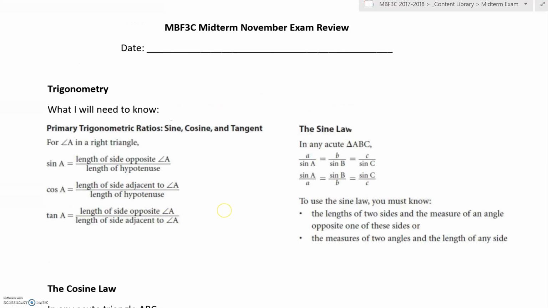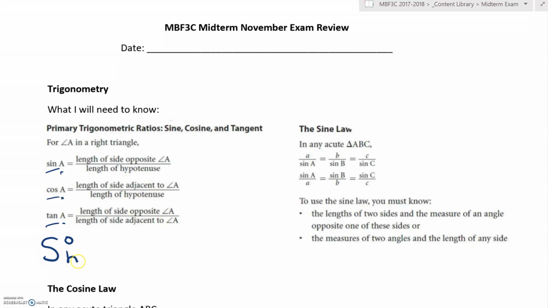Okay, so for your midterm review, I gave you all the formulas that you're going to need. Remember, for primary trigonometric ratios, that's your sine, your cos, and your tan, you have to have an angle right beside every single one. Sine is opposite over hypotenuse, cosine is adjacent over hypotenuse, and tan is opposite over adjacent.